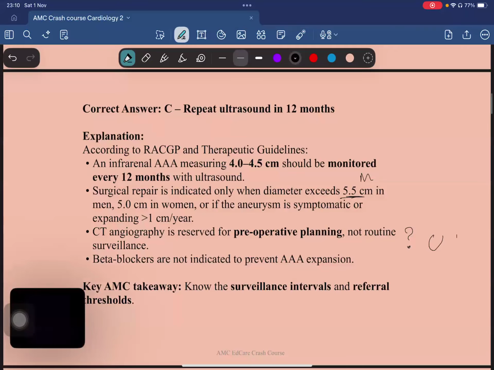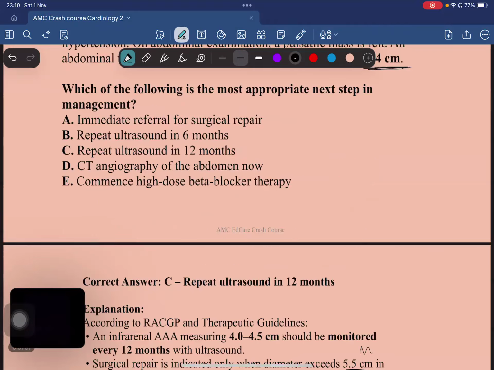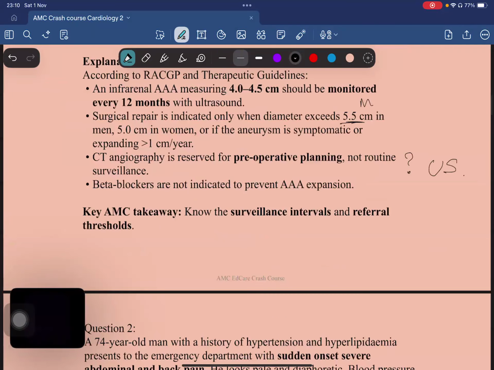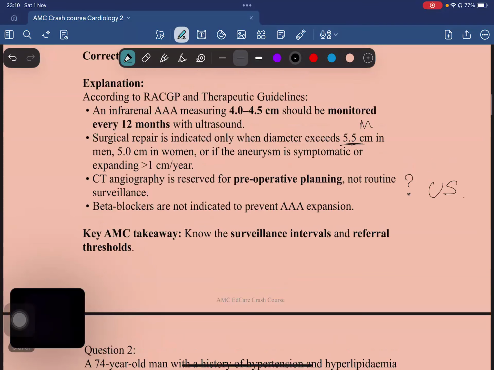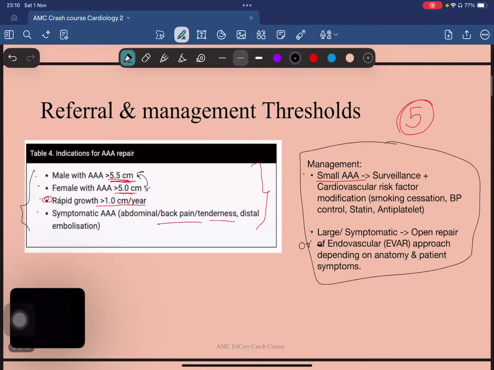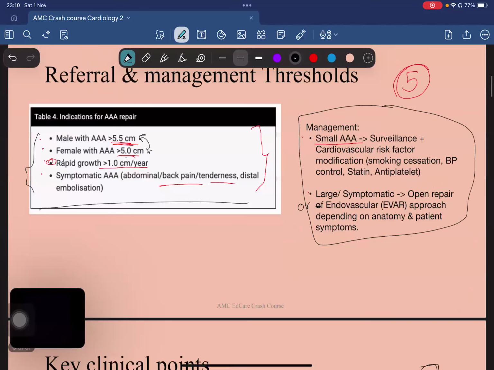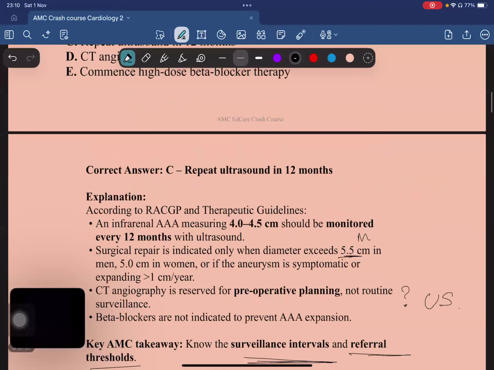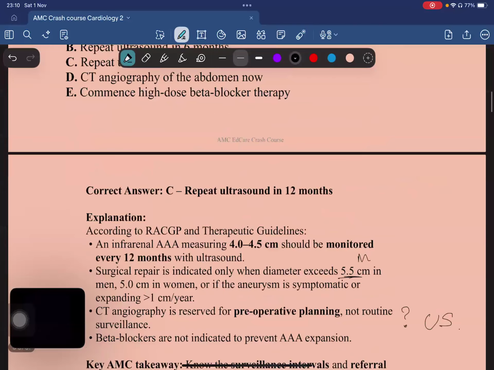So for routine screening, we did ultrasound, right? So obviously CT is not the answer. And beta blockers are not an indicated drug to prevent abdominal aortic aneurysm expansion. So it's very, very important to know these surveillance intervals, like I said, and the referral thresholds, as in this little table over here. Just answer that question out of those two tables. There's nothing big in that. So yeah, it should be C, repeat ultrasound in 12 months.